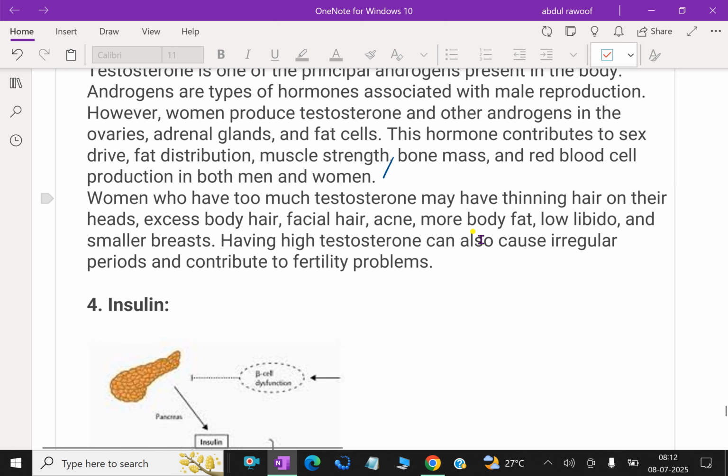Women who have too much testosterone may have thinning hair on their heads, excess body hair, facial hair, acne, more body fat, low libido, and smaller breasts. Having high testosterone can also cause irregular periods and contribute to fertility problems.